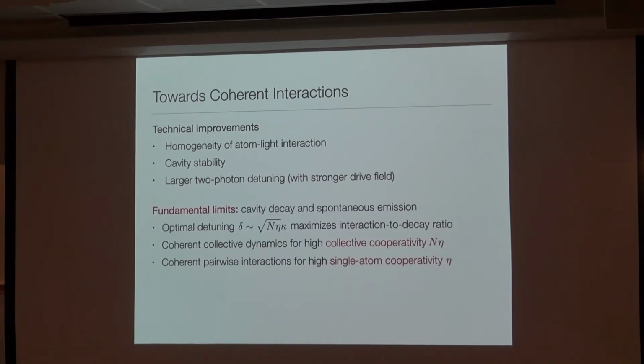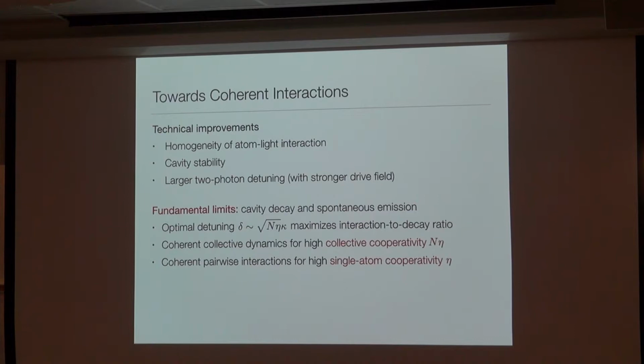In terms of fundamental limits, at the end of the day, the cooperativity is the key figure of merit for deciding how coherent these interactions can be. That's because I need to detune to get away from that superradiant process. So I would like to send my light in further and further from cavity resonance, and I need to send in more and more light.